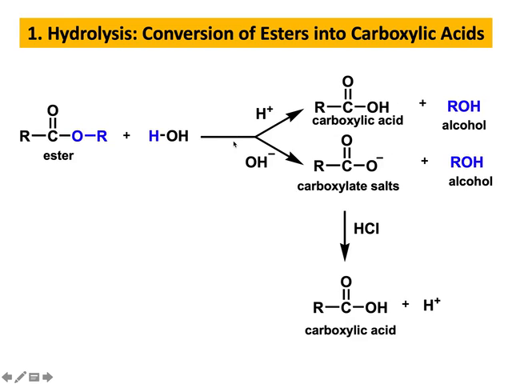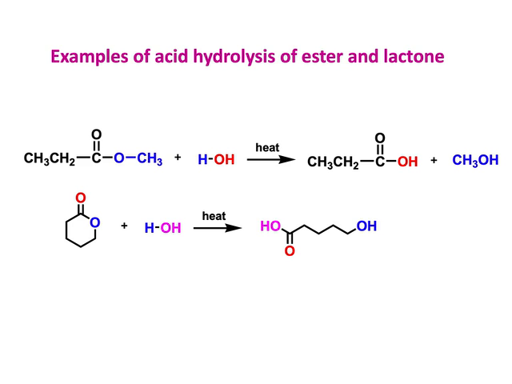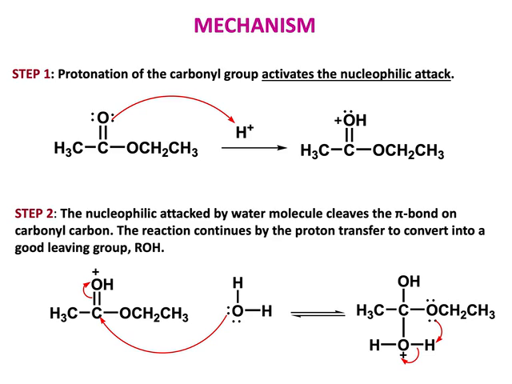But in basic condition, if this ester reacts with water, the product is a carboxylate salt. We don't want the carboxylate salt, so to produce the end product of carboxylic acid we add HCl to the carboxylate salt to form carboxylic acid. Okay, so here is the mechanism. First step, protonation of the carbonyl group.